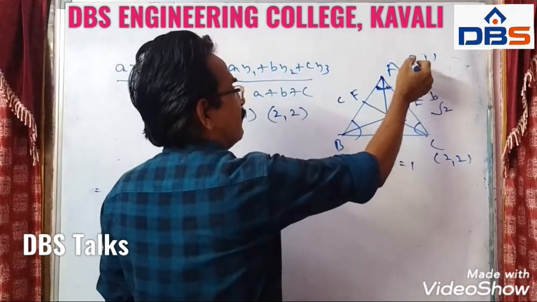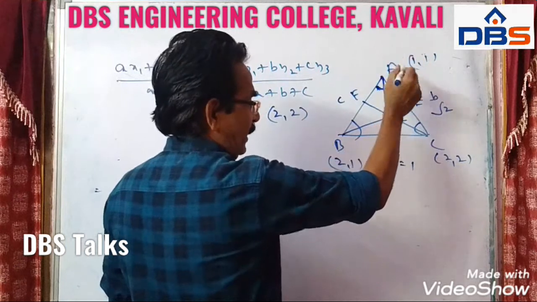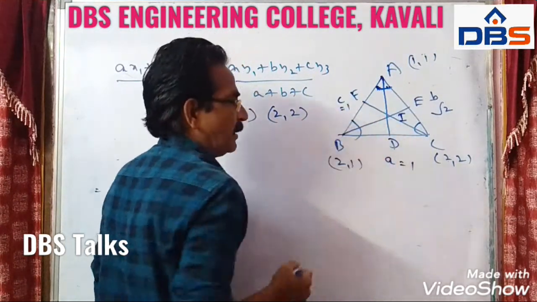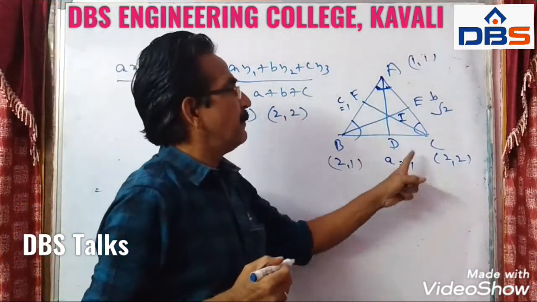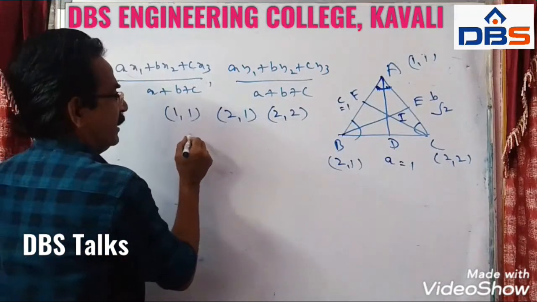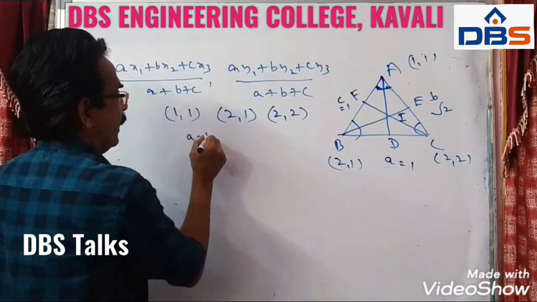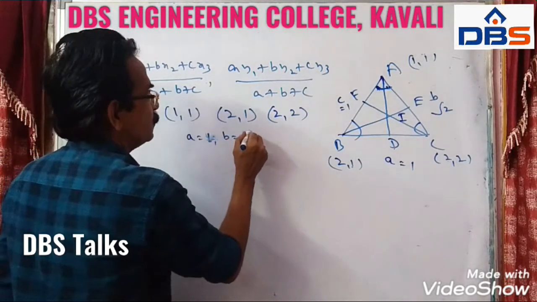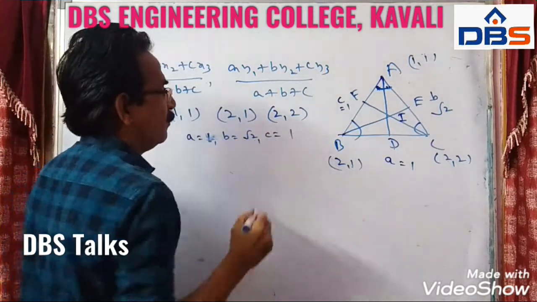For c, 2 minus 1, 1, 1 square, 1, and 1 minus 1, 0. So root 1 means 1. c is equal to 1. So a is 1, b is root 2, c is 1.